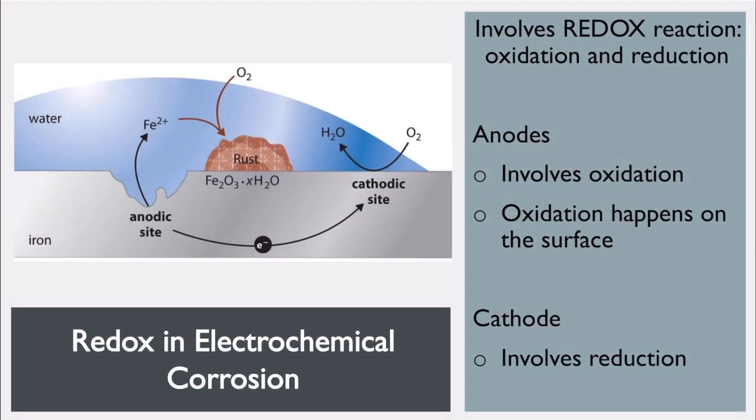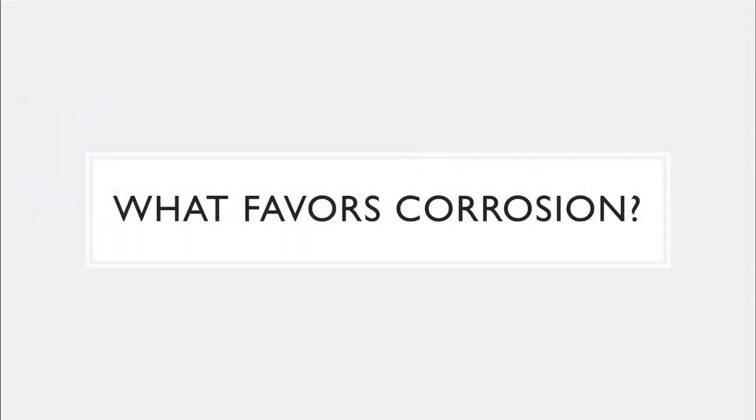Electrochemical corrosion involves oxidation and reduction reactions. Oxidation happens on the surface of metals at the anodic site, allowing the entire surface to corrode, and generates the reduction reaction at the cathode. Oxidation and reduction happen simultaneously with each other. We'll go more in depth and explain what favors corrosion.